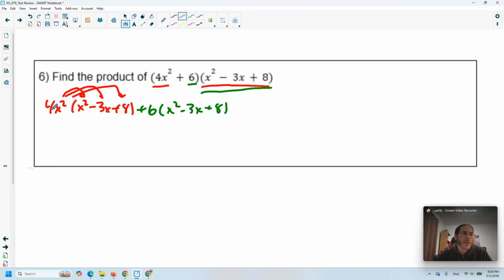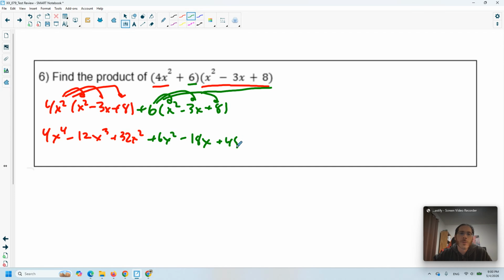we get, again, just like the last one, 4x squared times x squared is x to the fourth. We add up the exponents. 4 times negative 3 is negative 12. x to the second and x to the first is x to the third. 4 times 8 is 32x squared. In green, we've got 6 times x squared is 6x squared. 6 times negative 3x is negative 18x. 6 times 8 is 48.